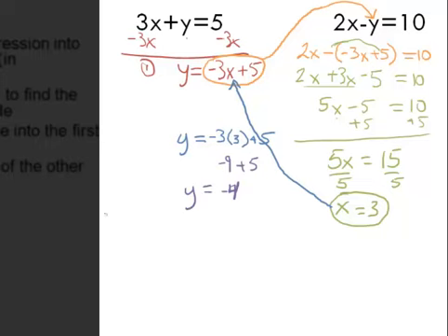And I didn't write it in here, but we can always check this to make sure it works. If we plug in a 3 for x and a negative 4 for y, in this first equation we get 9 plus negative 4 does equal 5. That's true.